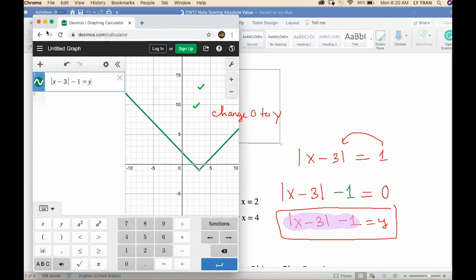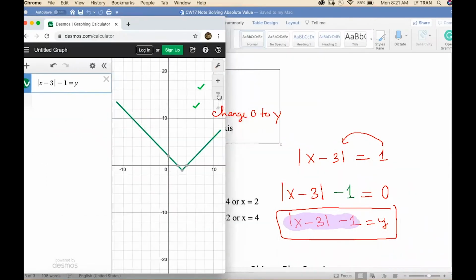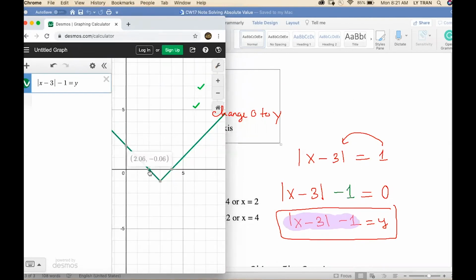The solution. Okay, let's talk about the solution. The solution is where the graph crosses the x-axis. How many times does the graph cross the x-axis in this case? So here we go. We have 2 times, right? You're going to look at the first one, click on it. Oh, 2, 0. Oh, another one, 4, 0. And that explains to you why we change 0 to y. Because if you look at x and y, the y values in both examples are 0, y equals 0, y equals 0. That's the reason why we change 0 to y.